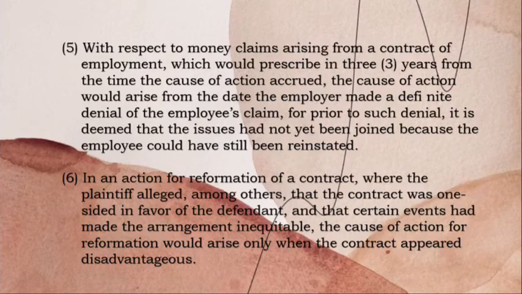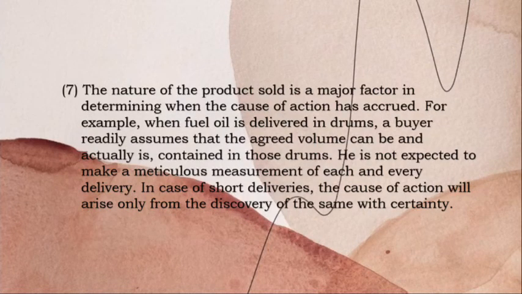In a contract reformation action in which the plaintiff alleged, among other things, that the contract was one-sided in favor of the defendant and that certain events had rendered the arrangement inequitable, the cause of action for reformation would arise only when the contract appeared to be disadvantageous. The type of the commodity sold plays a significant role in deciding when the cause of action has arisen. When fuel oil is provided in drums, for example, a buyer readily assumes that the agreed-upon volume can and will be contained in the drums. He is not expected to meticulously measure each and every delivery. In the case of short deliveries, the cause of action will arise only when the same is discovered with certainty.